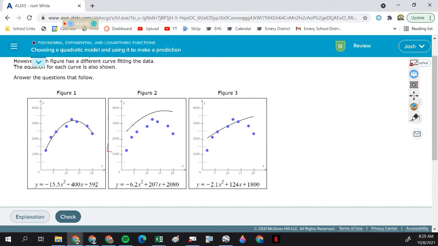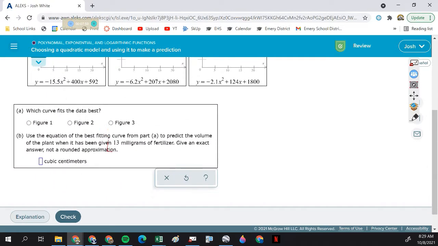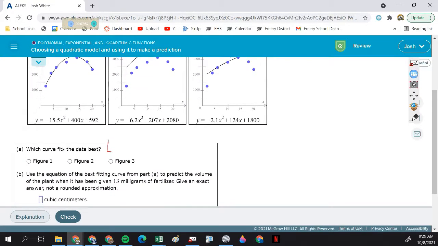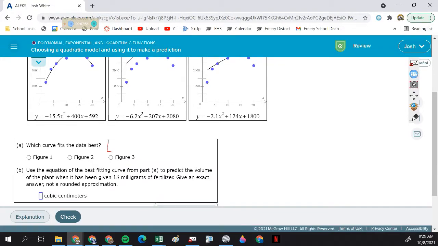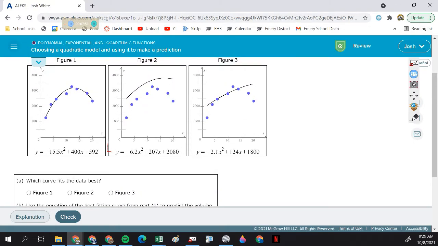Okay, so if we give it 13 milligrams of fertilizer, how big do we expect the plant to be? So you could look at the graph and say 13's right here. So it's going to be about, what, 3,100? But there's a better way to find that answer. We're just going to take 13 and stick it in there and then solve.